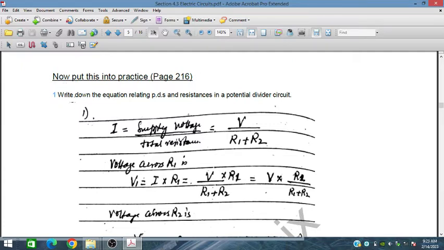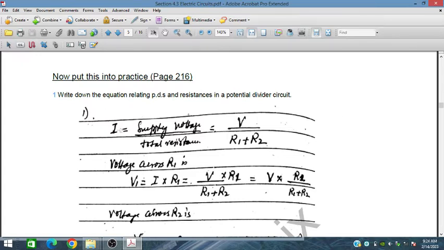In this session, the first question is, write down the equation relating potential difference and resistances in a potential divider circuit. So a potential divider circuit is basically two resistors connected in series, and the voltage drop across the first resistor and the voltage drop across the second resistor will be considered.